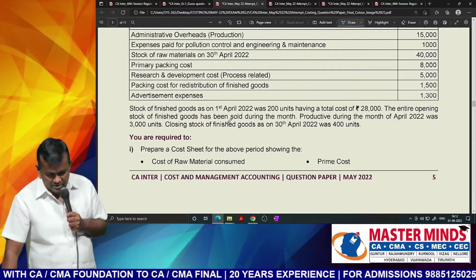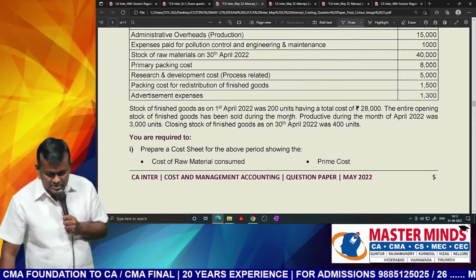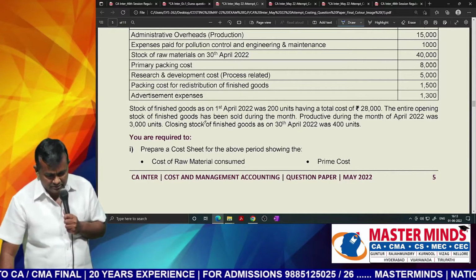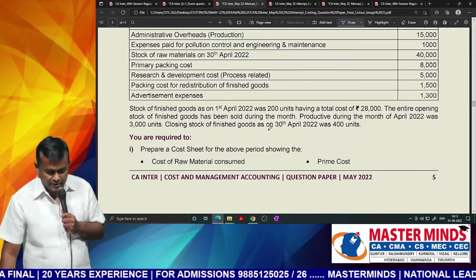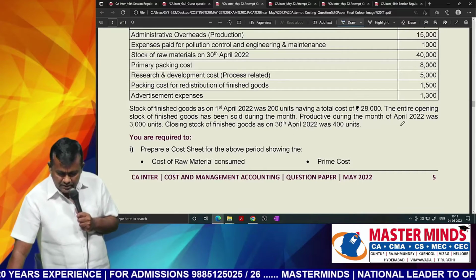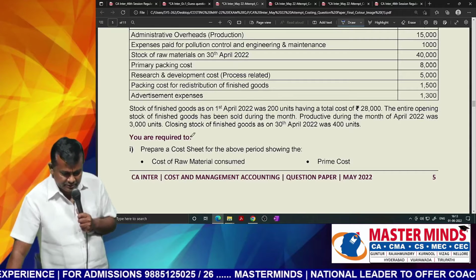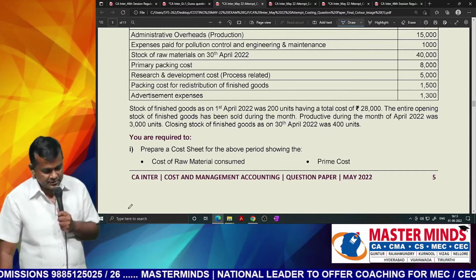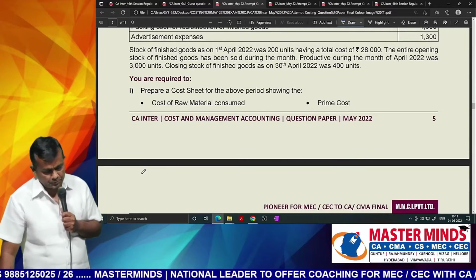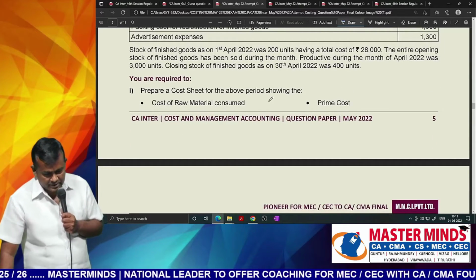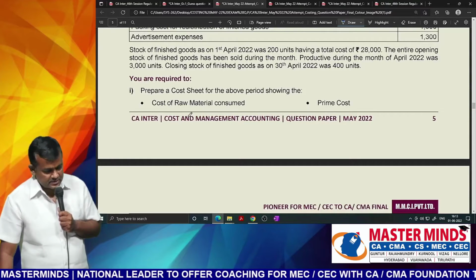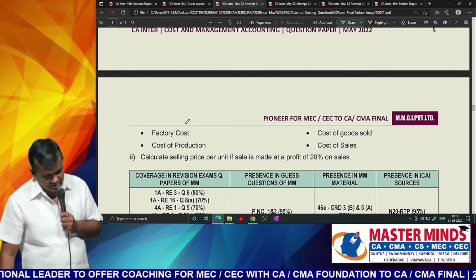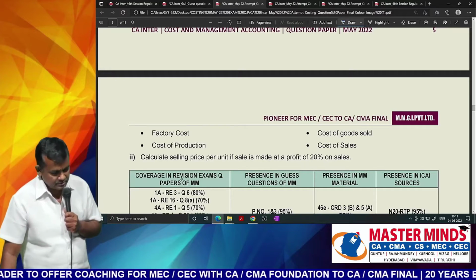Stock of finished goods on 1st April 2022 was 200 units having total cost of 28,000 rupees. The entire opening stock of finished goods has been sold during the month. Production during the month of April 2022 was 3,000 units. Closing stock of finished goods as on 30th April 2022 was 400 units. You are required to prepare cost sheet for the above period showing cost of raw material consumed, prime cost, factory cost, cost of production, cost of goods sold, cost of sale.